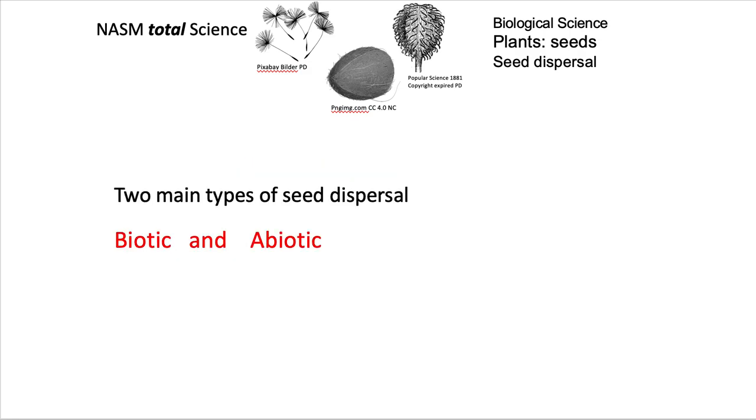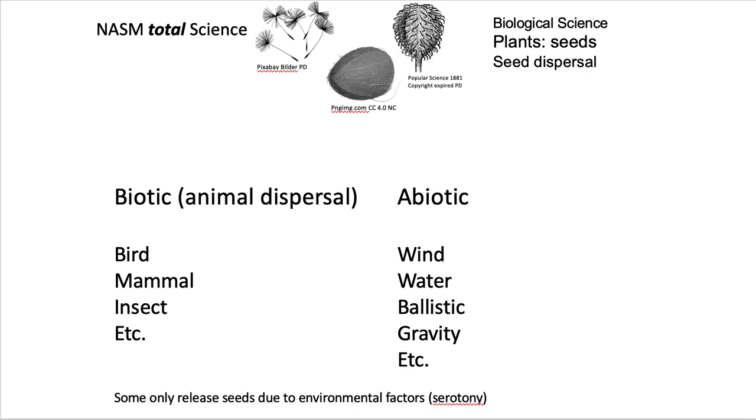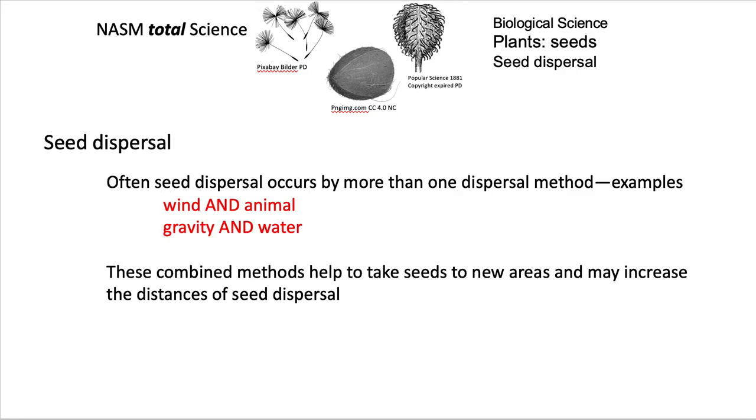So two main types, biotic, abiotic, and here we have a list of biotic ones involving different animals, and the abiotic ones not involving the animals. And often seed dispersal occurs by more than one method, so we will look predominantly at single methods here.